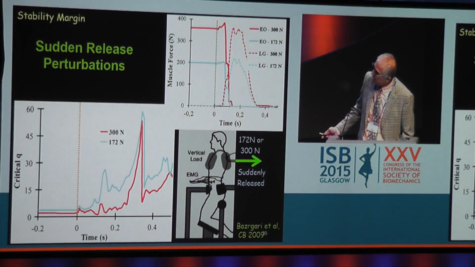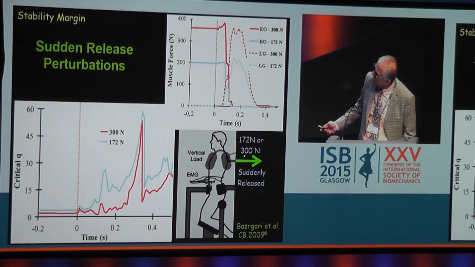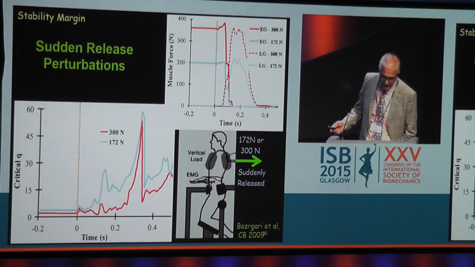This is an interesting case, a study done by Cholewicki in a sudden release where the load of 300 or 172 applied, suddenly released. So initially you had abdominal activities as agonists to counterbalance the moment of the load. Then when you release it, they should switch off, and then since you go forward, you would have back muscles.